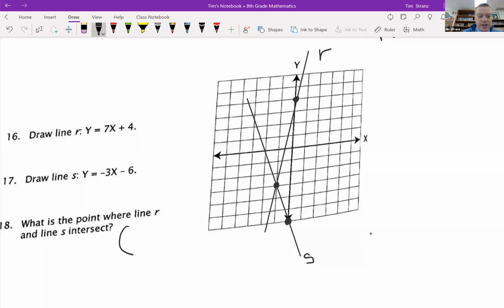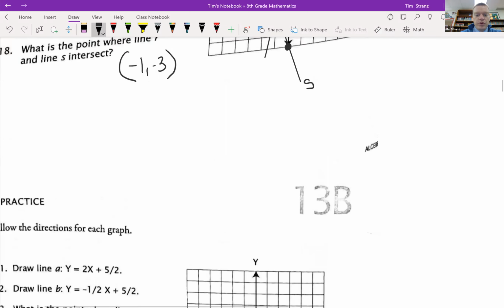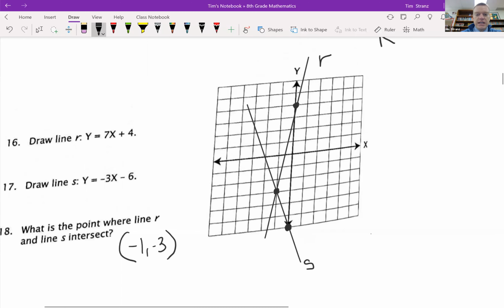And you can see the intersecting point is this one right here, which is going to be a negative 1 and then negative 1, 2, 3. So negative 1, negative 3. Okay. That is the end of 13A.